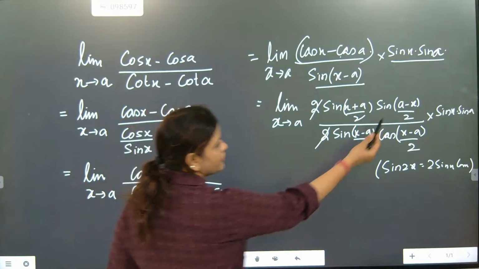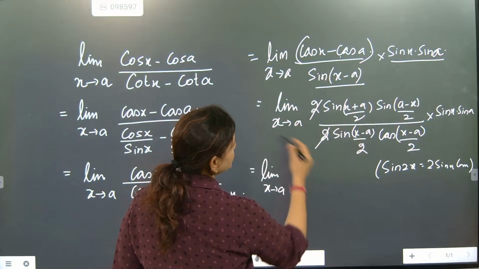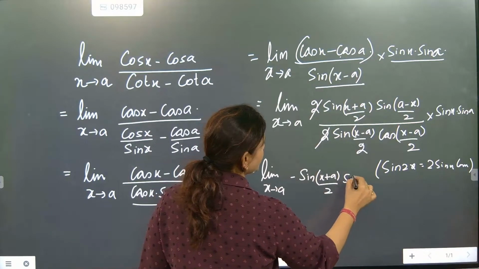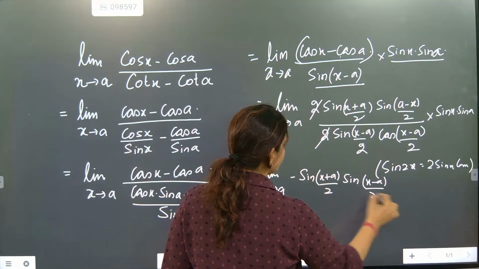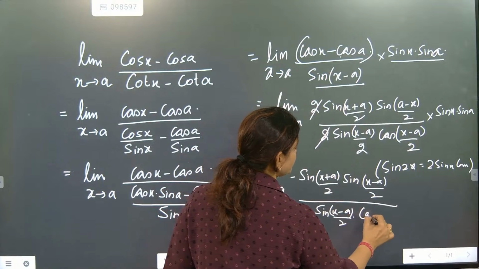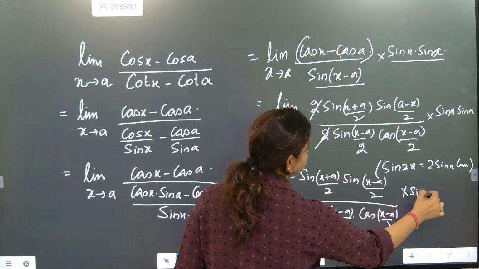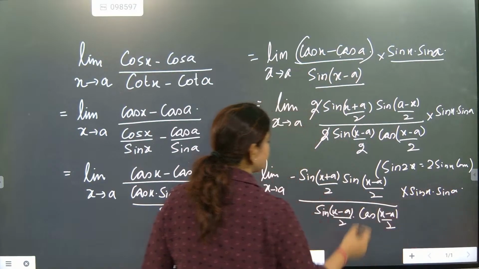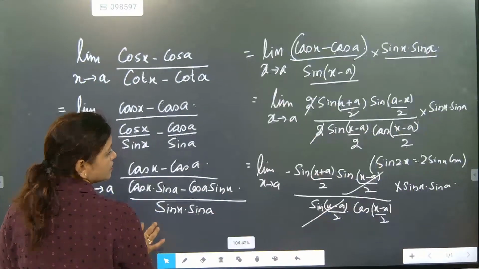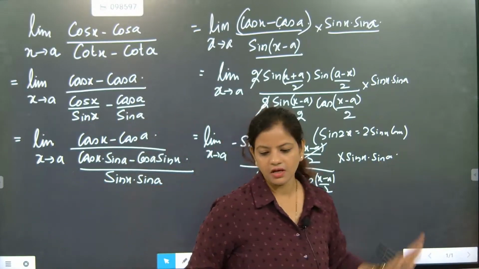So now here, if I take the minus outside, it will become limit x tends to a, minus, the moment I have taken it out, sin of x plus a by 2 into sin of x minus a by 2, by sin of x minus a by 2 into cos of x minus a by 2 into sin x into sin a. So this part, this and this cancel. Only this first section we have to do. I think from here you will be able to handle it, because sin a will be there, we can handle it.